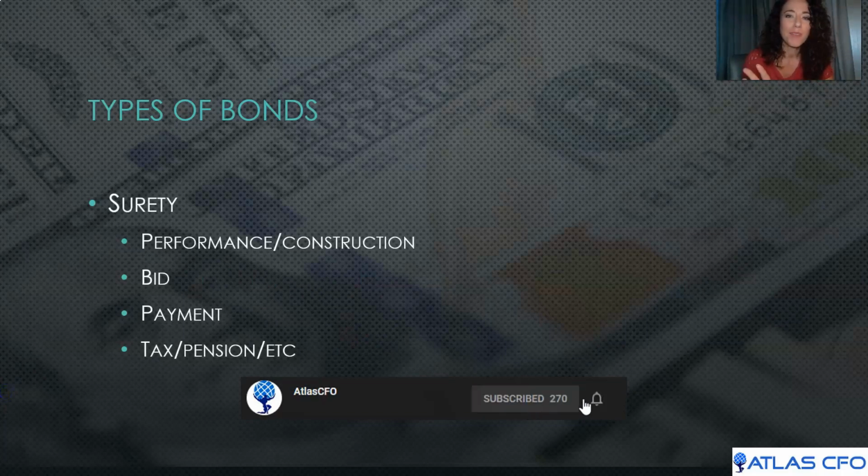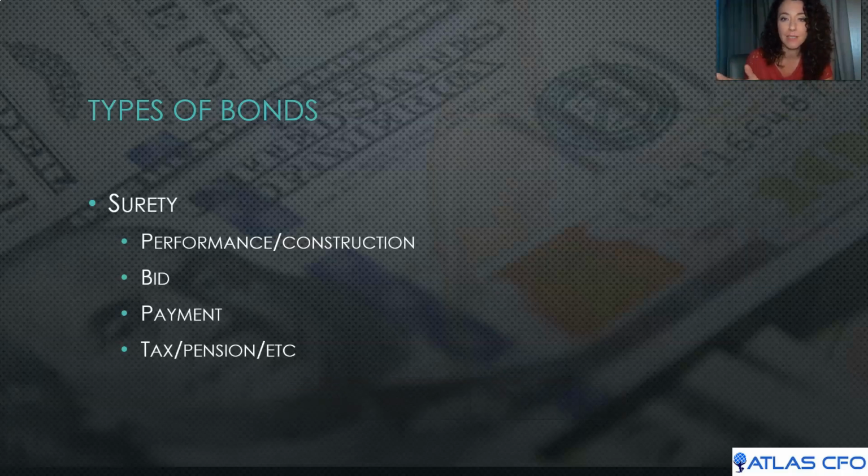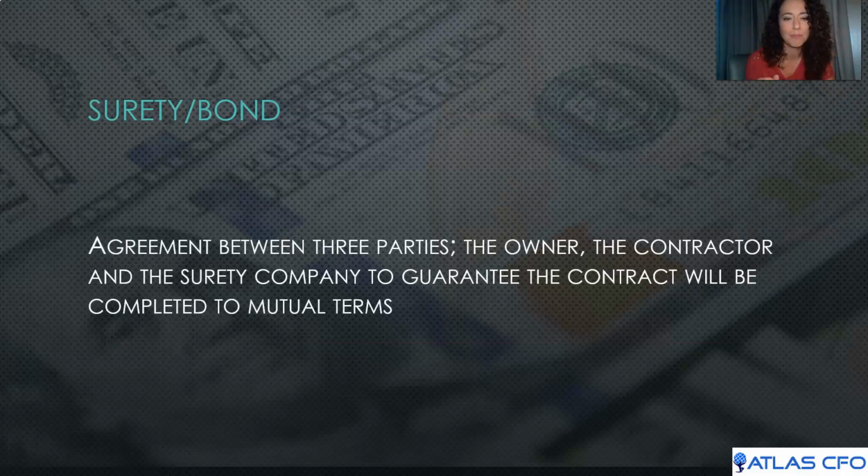There are multiple types of bonds. When you hear the word bond, sometimes it could mean something as simple as a tax bond, a sales tax bond within a state, but most of the time we're talking about a performance bond, a construction bond. That goes by a couple of different names, but we're looking for a performance guarantee. There are also bid bonds and payment bonds, but for the rest of this time, we're going to be talking about the normal bond, the one that we all think of, which is the performance construction bond.